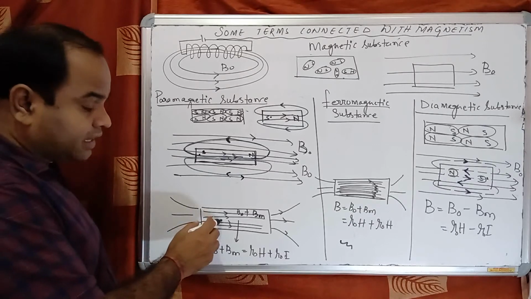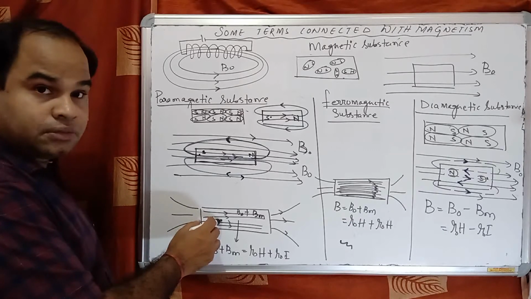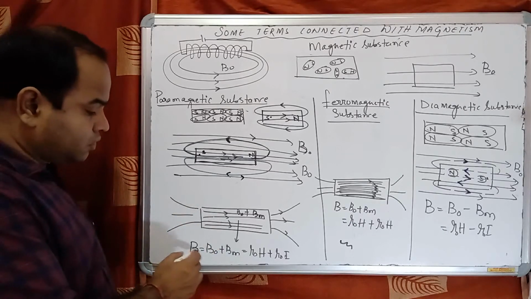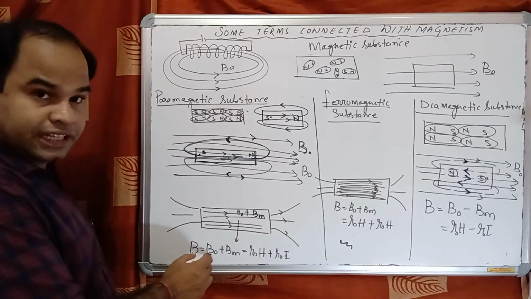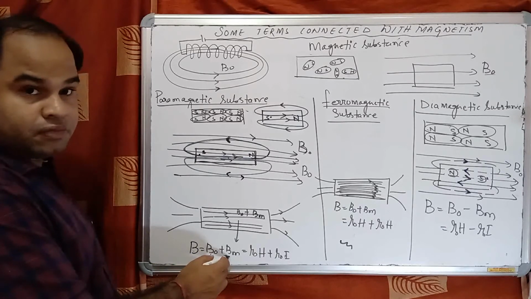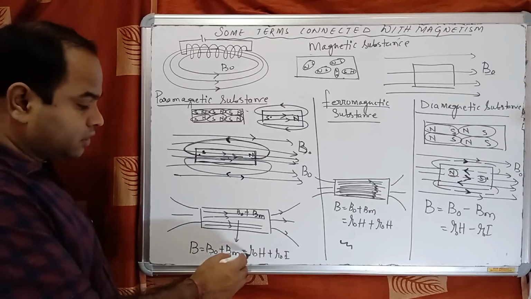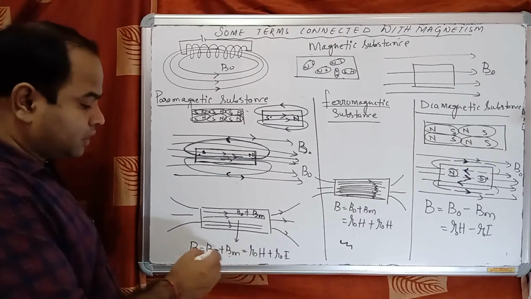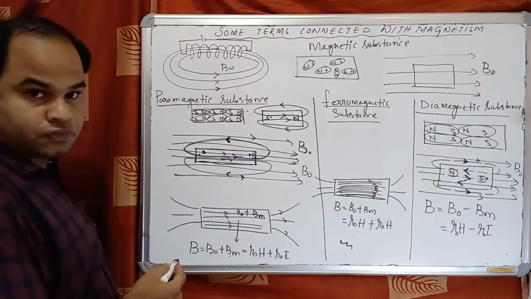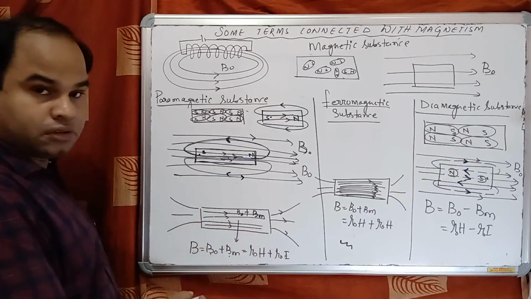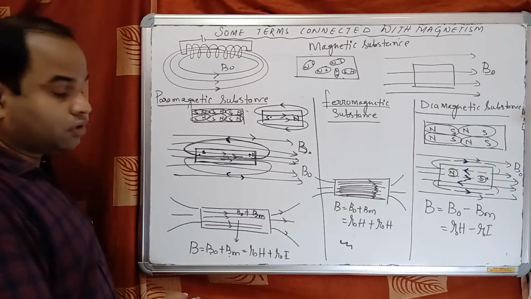So the net magnetic field strength inside this magnetic substance is B equals B naught external plus Bm induced, where Bm is equal to mu H and Bm is equal to mu I. So mu H plus mu I, sorry, mu naught H plus mu naught I. Okay.